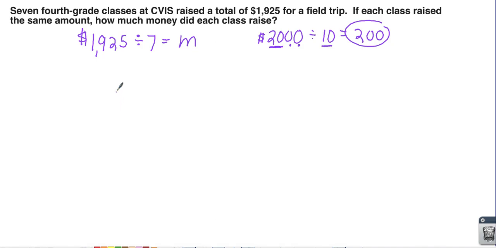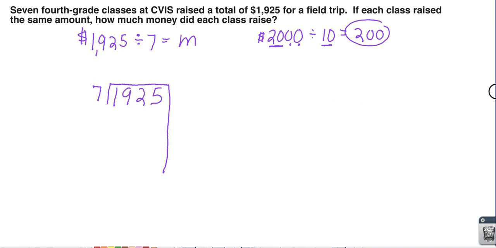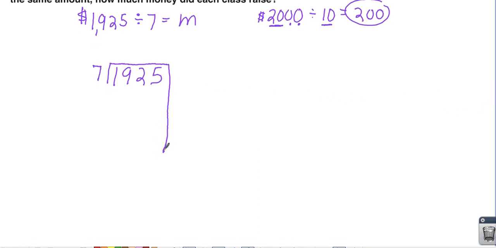Let's divide. Again, write this down on a piece of paper or a whiteboard if you have one. Pause the video if you need to get yourself set up. Okay. 1,925 divided by 7. I'm going to start with 1. Do this part first. 1 divided by 7. Can't do it because 1's less than 7.